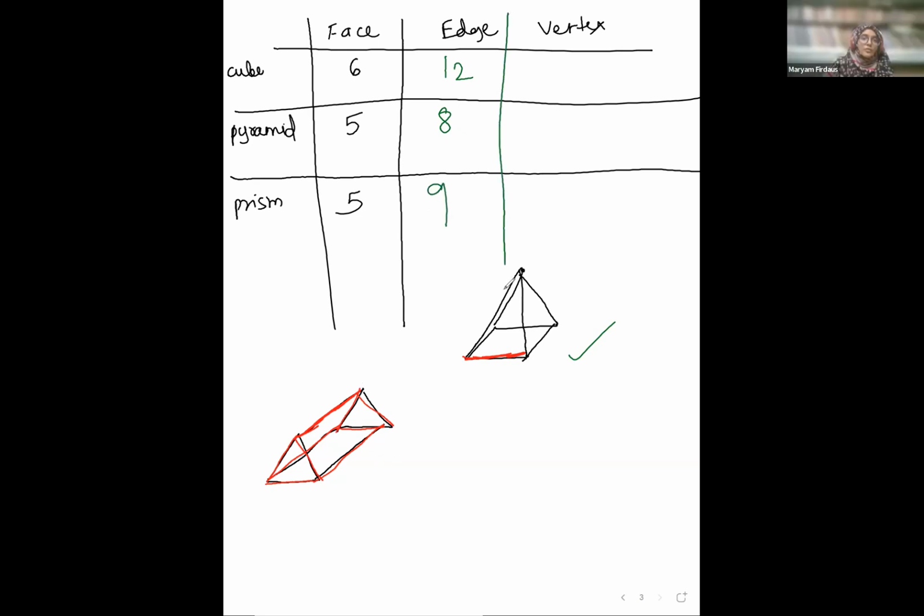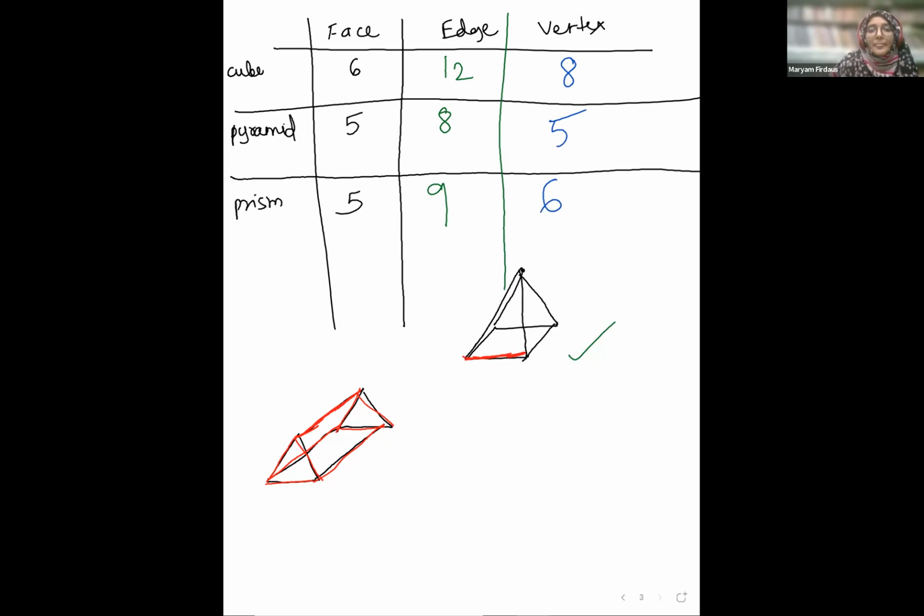Now let's count the number of vertices. The plural of vertex is vertices. How many vertices does a cube have? 8. Very good. How many vertices does this pyramid have? 1, 2, 3, 4, 5. 5. And how many does this prism have? 6. Very good. Okay, so now you understand the difference between face, edge, and vertex.